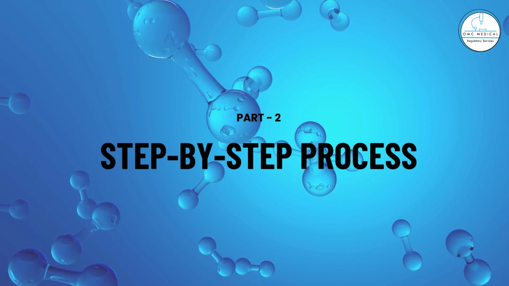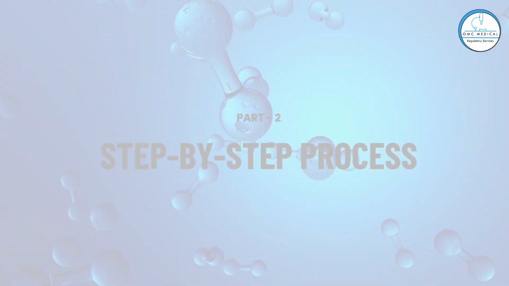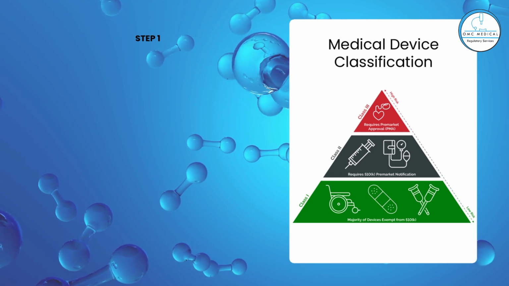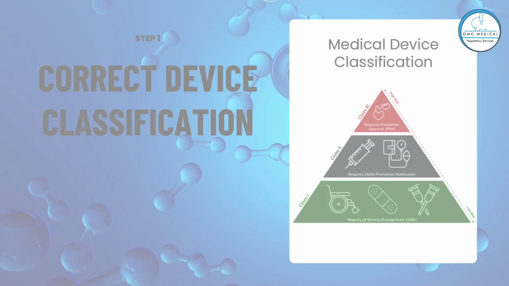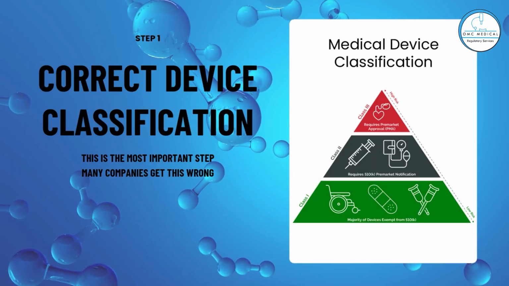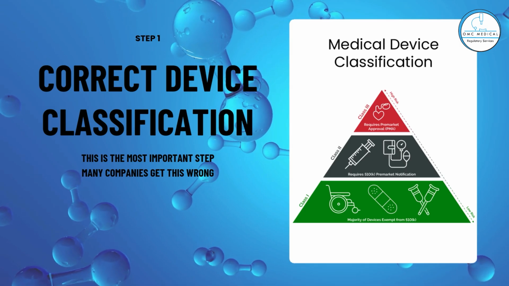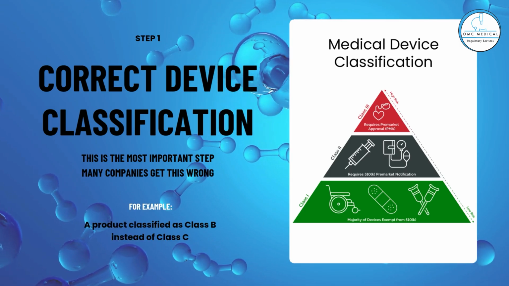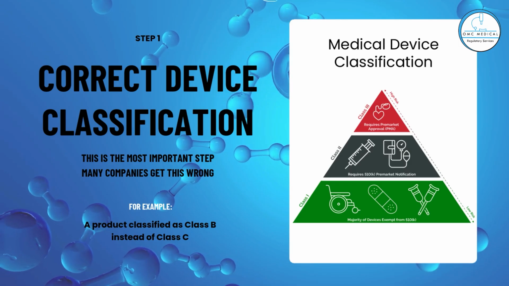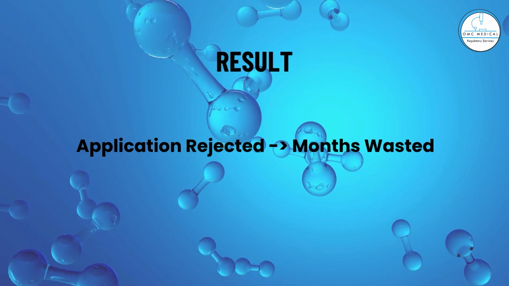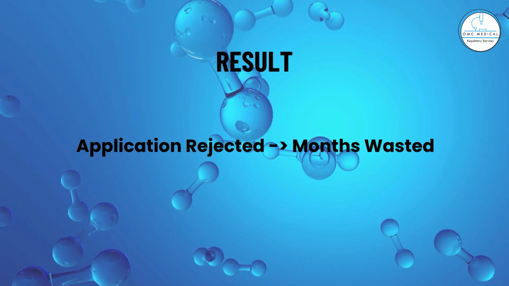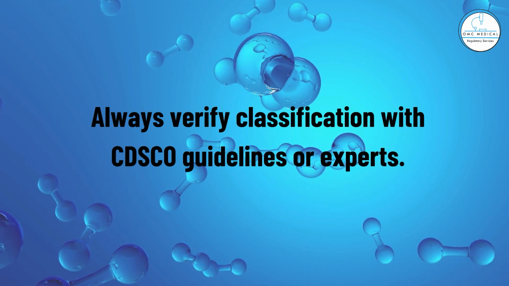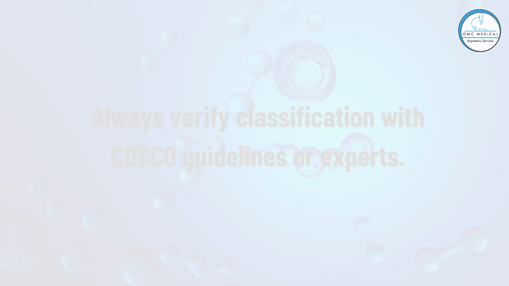Part 2. Step-by-step process. Let's go step by step. Step 1. Correct device classification. This is the most important step. Many companies get this wrong. For example, a product classified as Class B instead of Class C. Application rejected, months wasted. Always verify classification with CDSCO guidelines or experts.